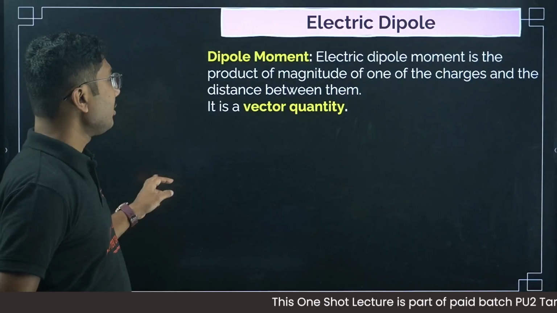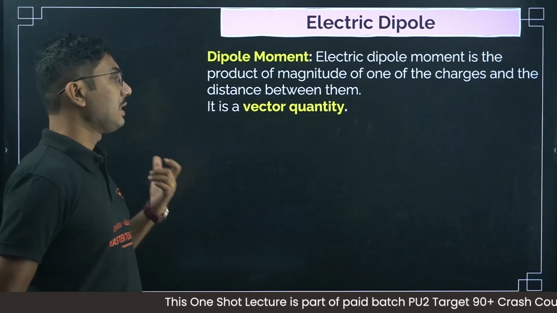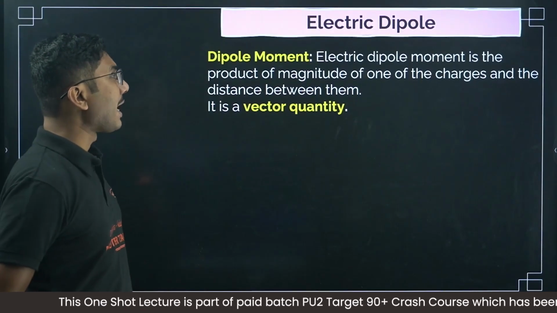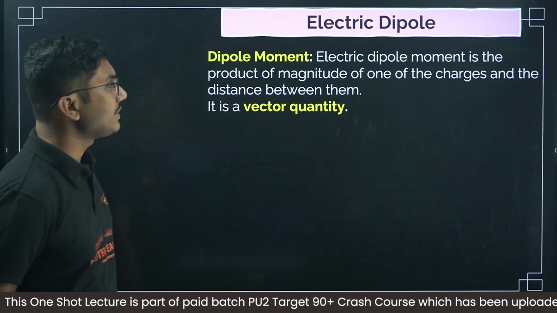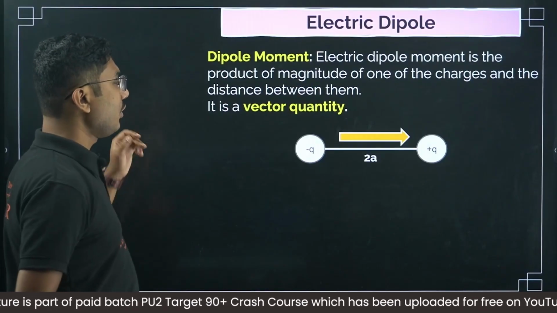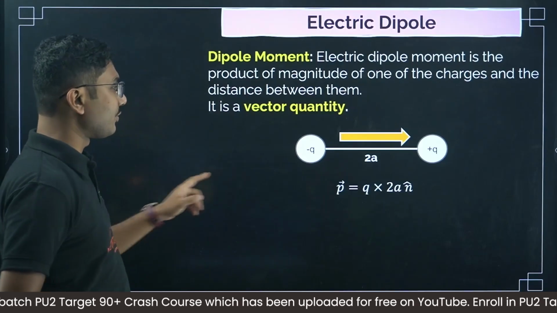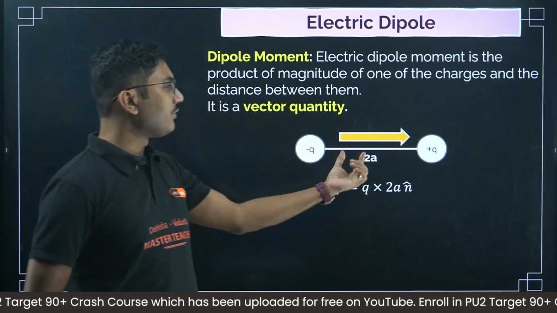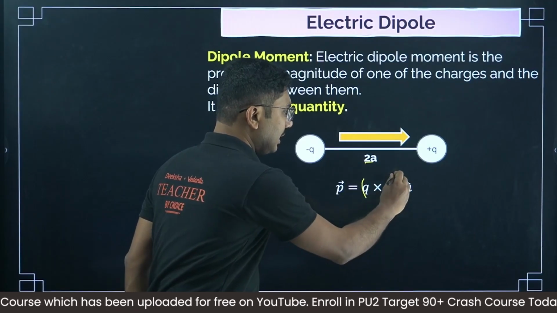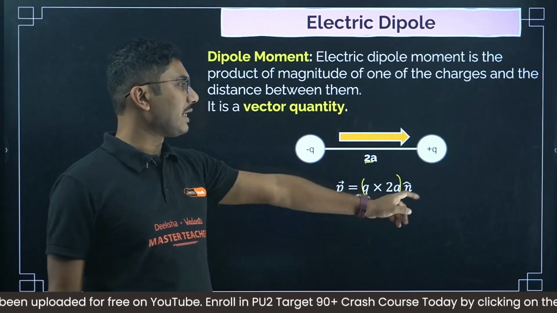Now let's move on to dipole moment, the most important concept of this part. The electric dipole moment is the product of the magnitude of one of the charges and the distance between them. It's a vector quantity. If you consider a minus charge and a plus charge, take any one charge, that is Q, and the total distance between them, that is 2a, then this is called the dipole moment, and in vector form there is an n cap.